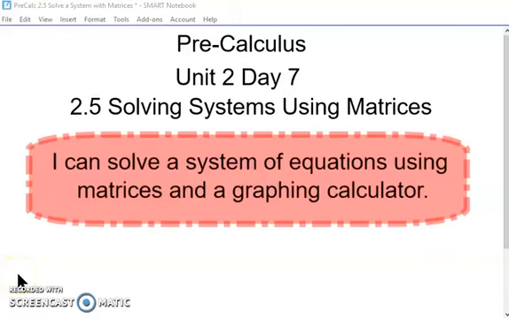Pre-Calc, this is Miss Jensen, and today we're talking about solving systems using matrices. So far we've talked about how we can solve them with substitution and elimination. Now we're going to do it with matrices.